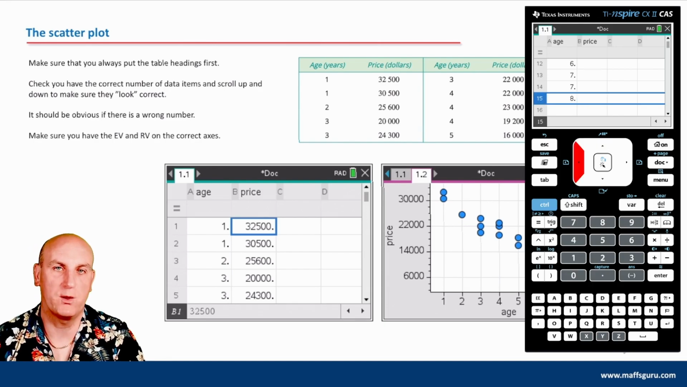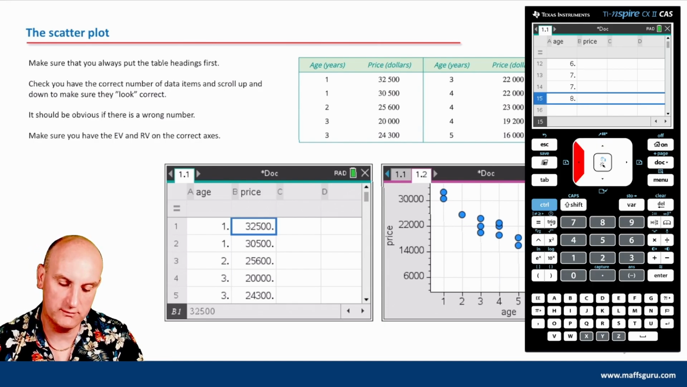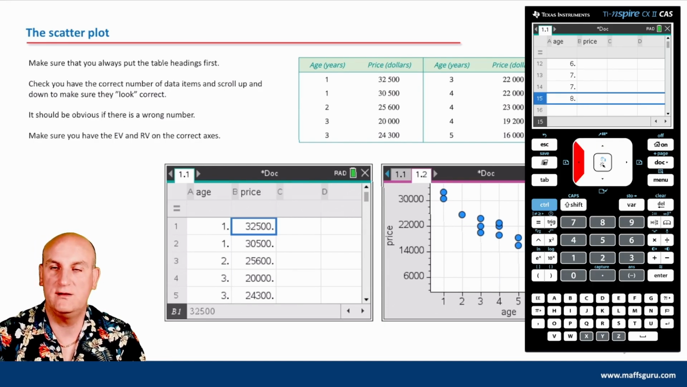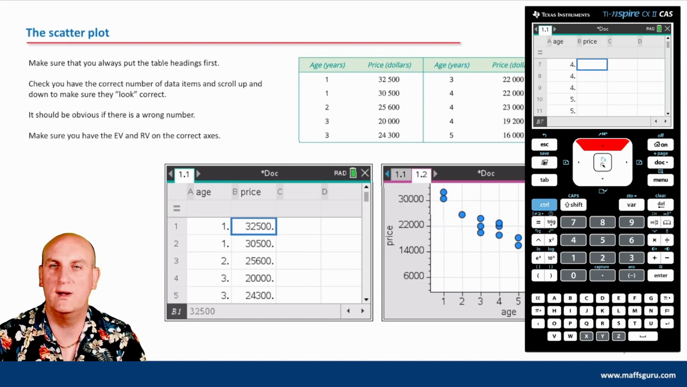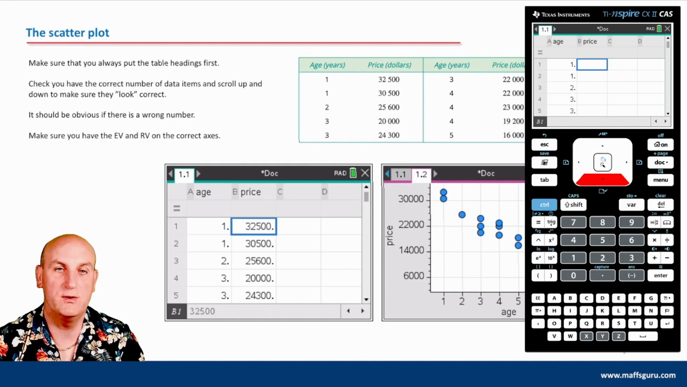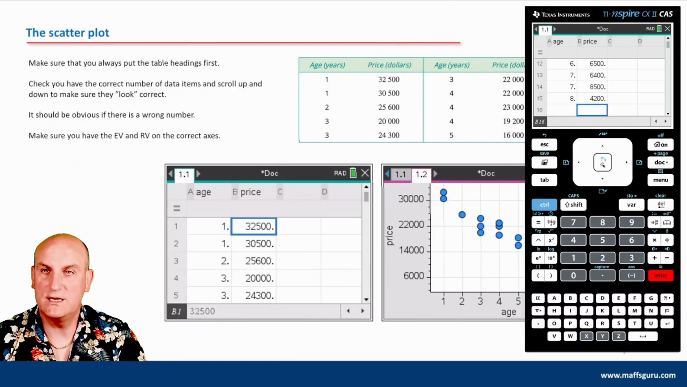Were there 15 data items? 1, 2, 3, 4, 5... There are 15 data items. So the chances are I've got that right, and I always do that check. Now I'm going to put the prices in. The good news is that all seems to match up.